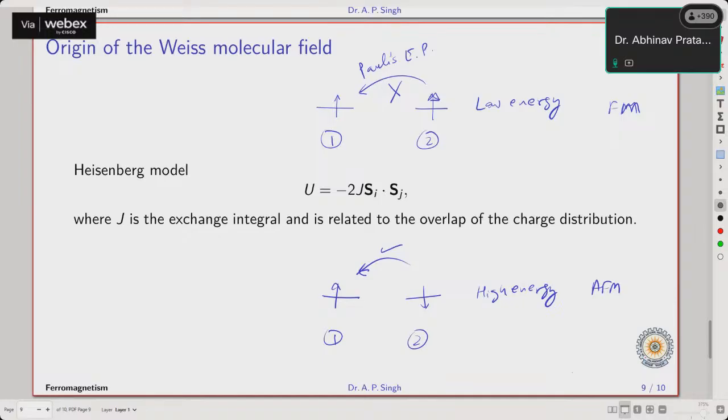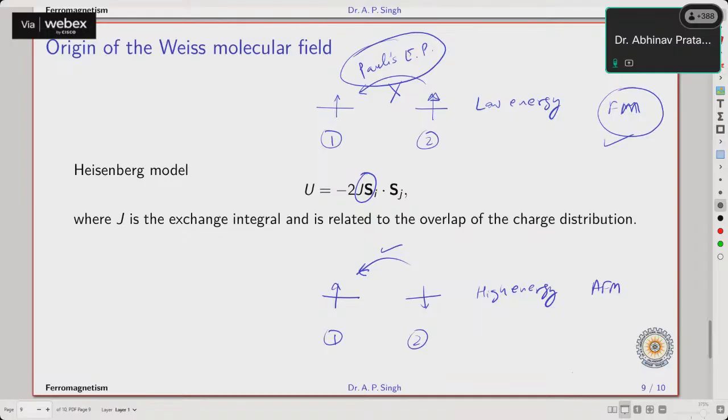So what can happen is that this ferromagnetic case can be more favorable energy-wise. That is the reason why in some cases you can have this value of J to be positive. That is exactly what happens over here. It actually lowers the electrostatic energy of the system, and everything depends upon Pauli's exclusion principle. So that is the origin of the Weiss molecular field.